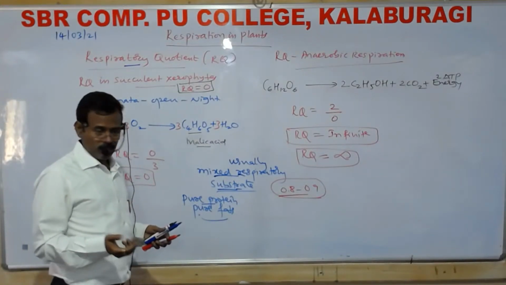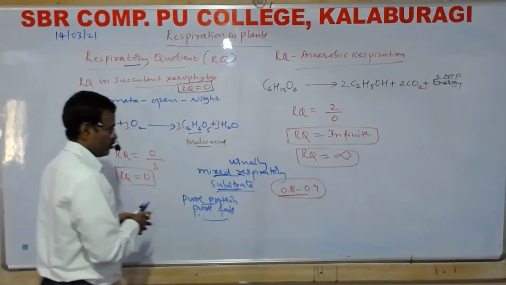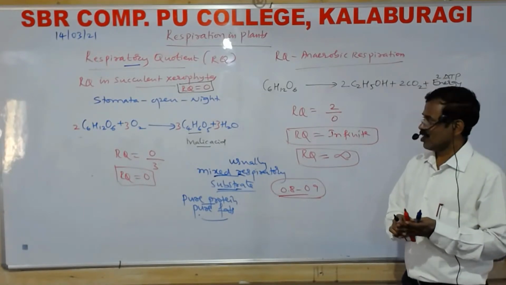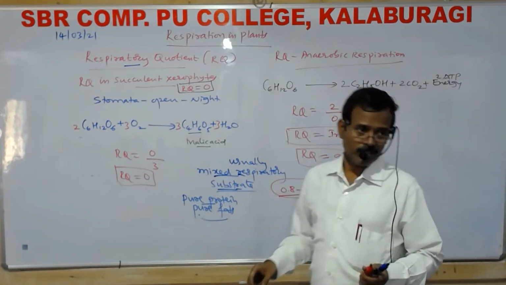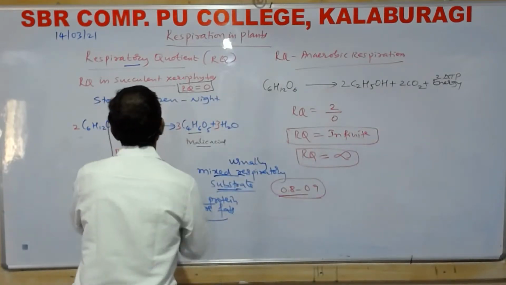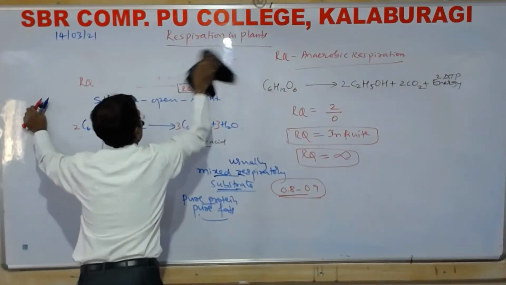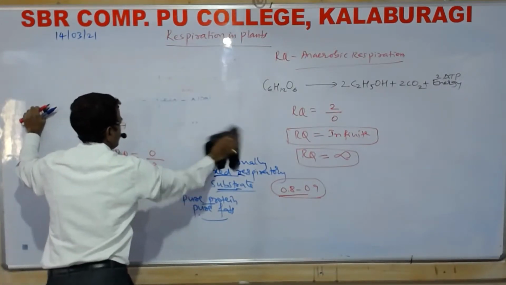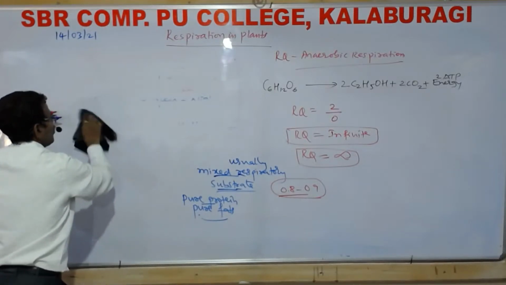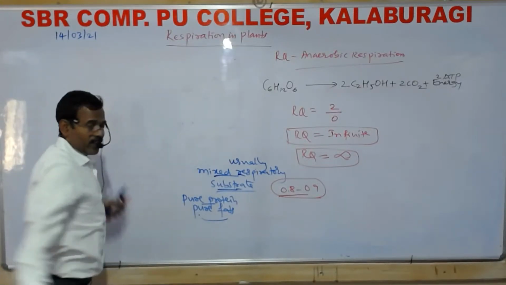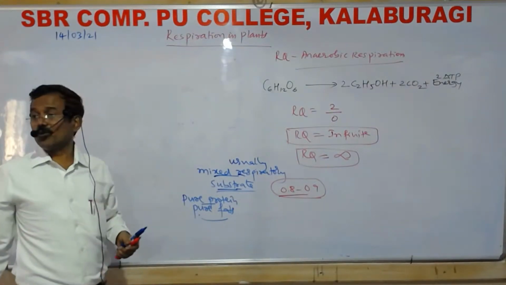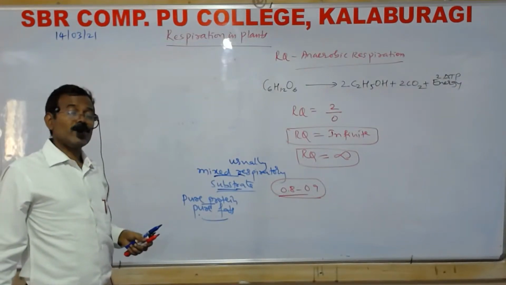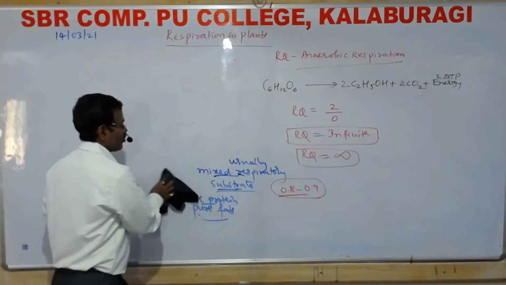This respiratory quotient is measured by using an instrument, a device. So which is that device? Anybody can name it? In the next class, I want you to tell me: the RQ value is measured by using a device or instrument. So name that instrument.